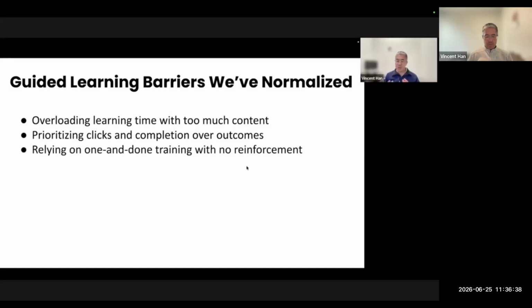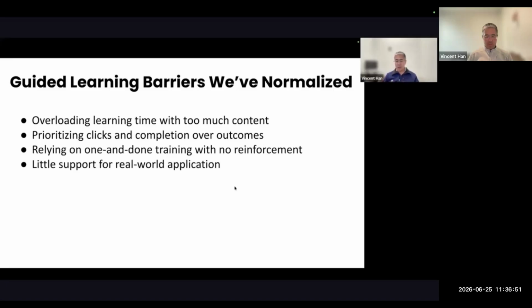A lot of times we just rely on one-and-done training with no real reinforcement. Get them in a room, teach them what we're supposed to teach them, and then hope for the best. There's often little support for real-world application. So I could go to a workshop and say, boy, this is really great stuff. This will really help me be better in my job. And when I get back to my desk, how much am I making that sustainability, that training reinforcement, that transfer of knowledge happen in the workplace?